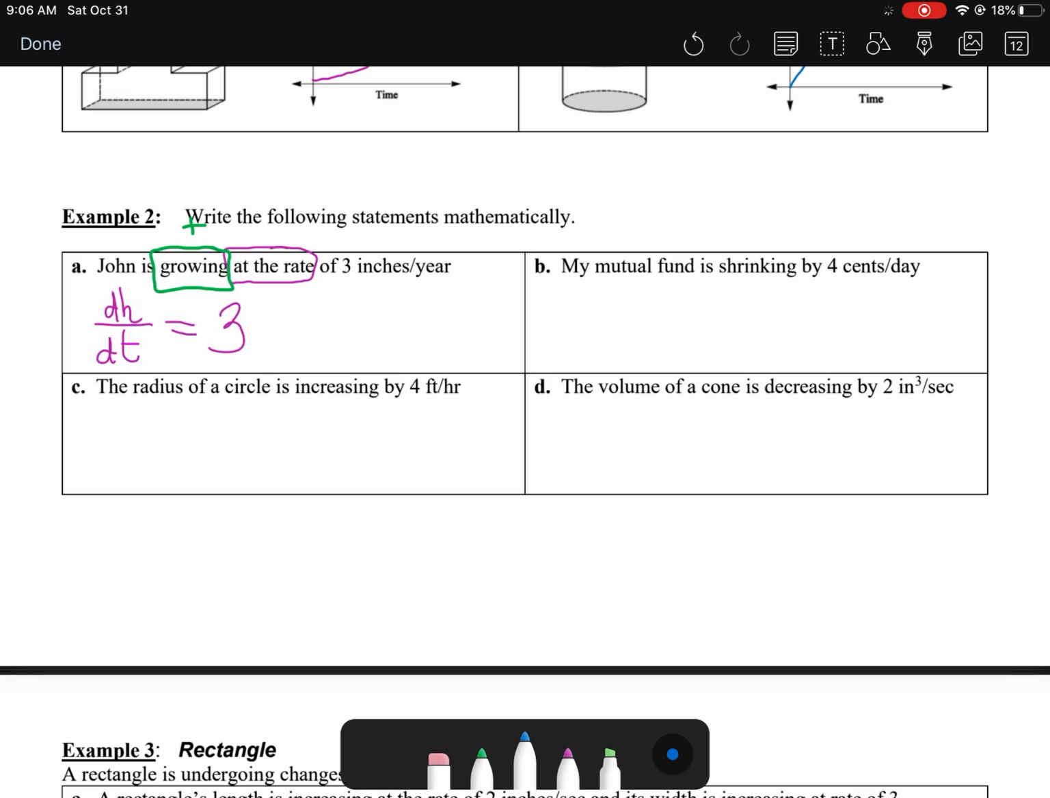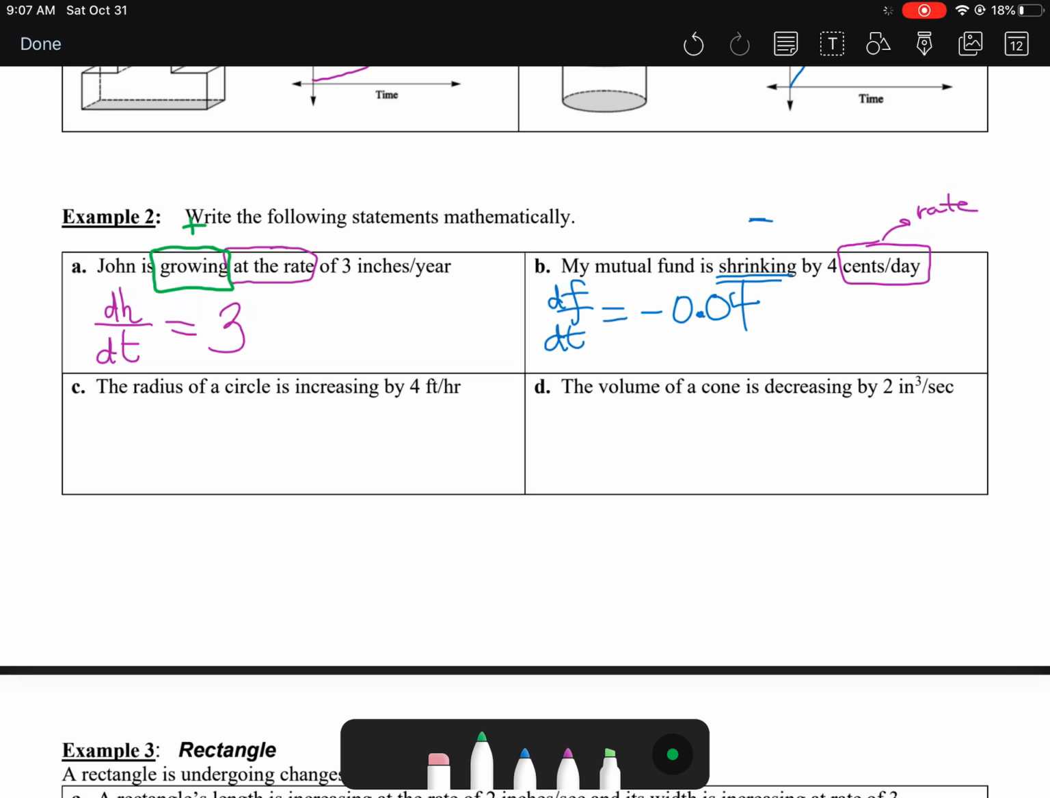My mutual fund is shrinking by 4 cents per day. Shrinking, so that's a negative. The cents per day lets me know we're talking about a rate, so I should be thinking about a derivative. So let's just say df/dt is equal to negative 0.04. Go ahead and try C and D and see how you do.